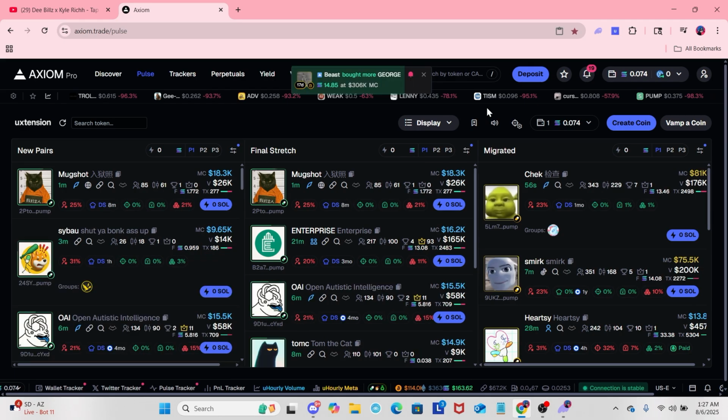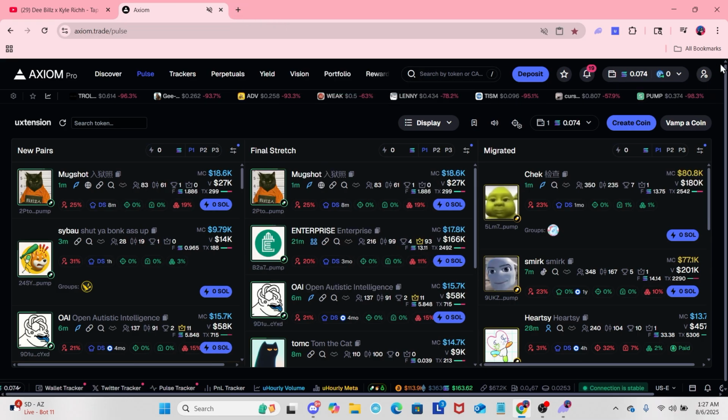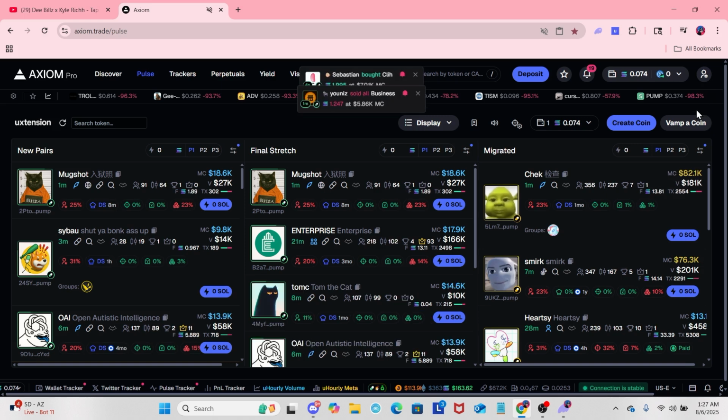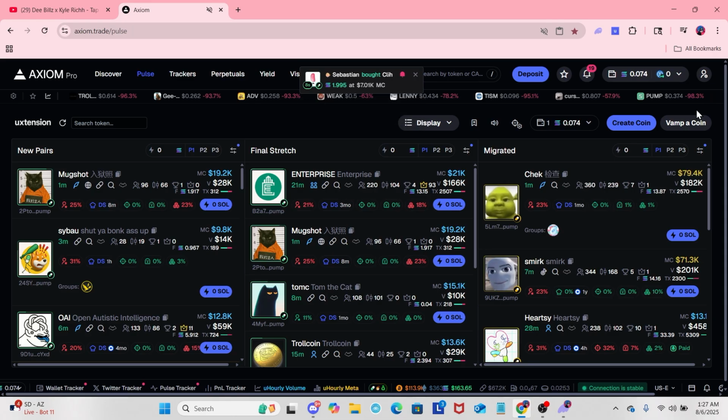How to really just start with Axiom. So obviously, when you first start with Axiom, connect your wallet, do all the simple stuff. It's really not that hard. Axiom is a very trusted website that people trade on, so you shouldn't really worry about your wallet getting taken or anything like that.